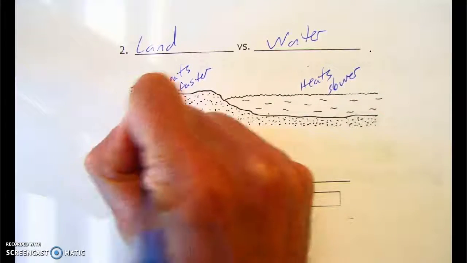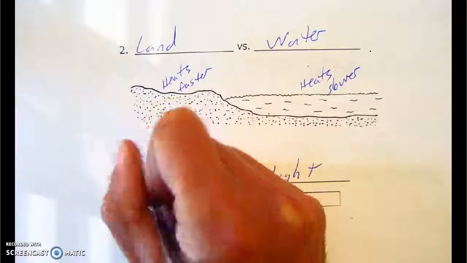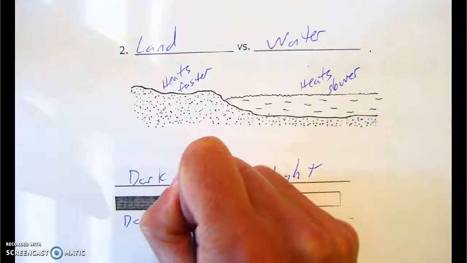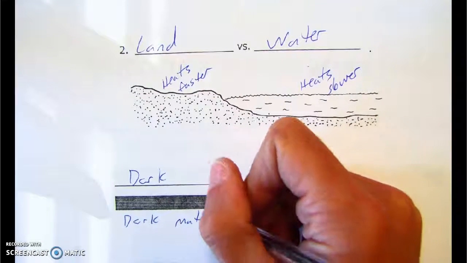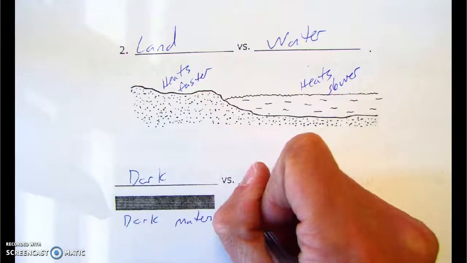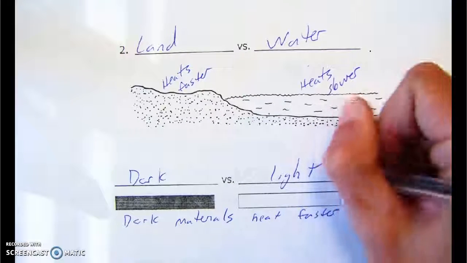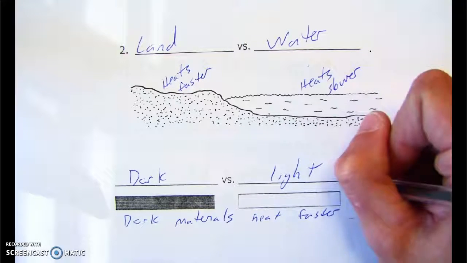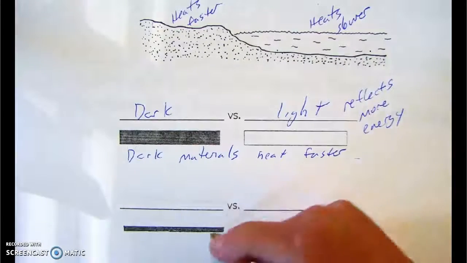Dark materials versus light materials. And dark materials, of course, heat faster. You've probably felt that if you wear a black t-shirt or black pants on a hot day. So dark materials heat faster. Light reflects more. Light-colored objects reflect more energy. And something that a lot of people don't realize is also the nature of the surface matters too.